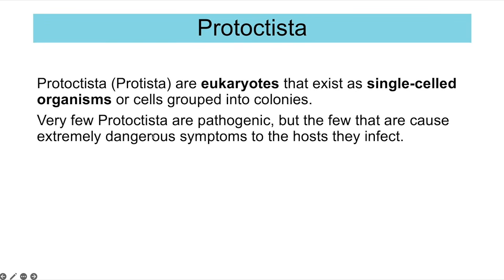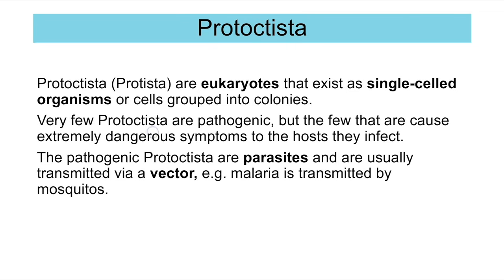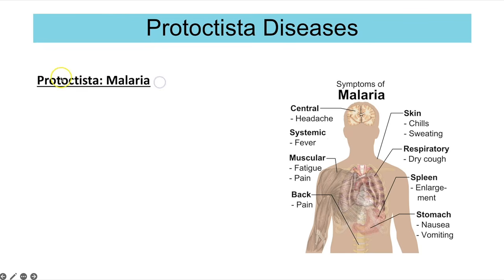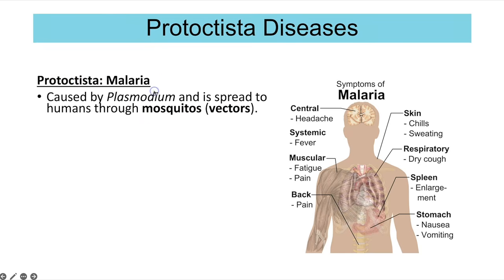Very few are actually pathogenic, but the few that are, are incredibly dangerous. So the pathogenic protoctists are parasites and are usually transmitted through a vector. So we're going to be looking at malaria, which is transmitted by mosquitoes. So this is the example you need to know, malaria.